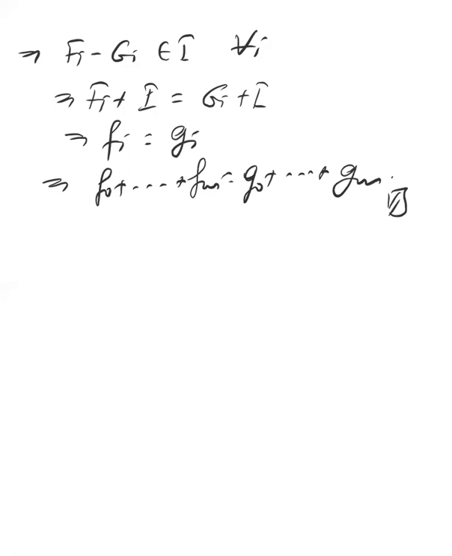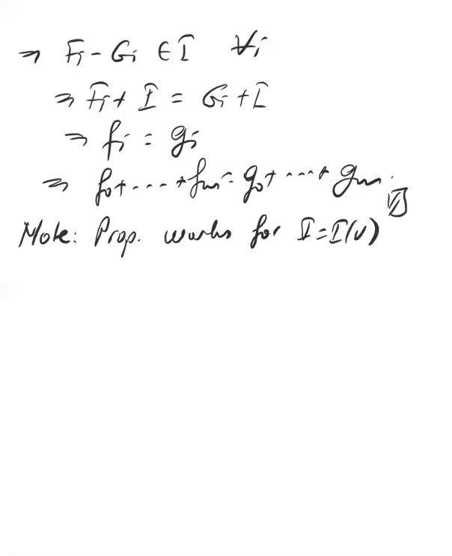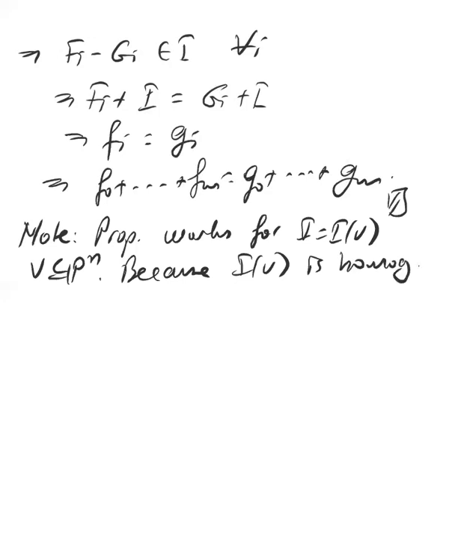So remember, this proposition works also for I equal to I(V). Namely, we can take I to be the ideal of a subset V of Pn, because this I(V) is always homogeneous. Yeah. Okay.